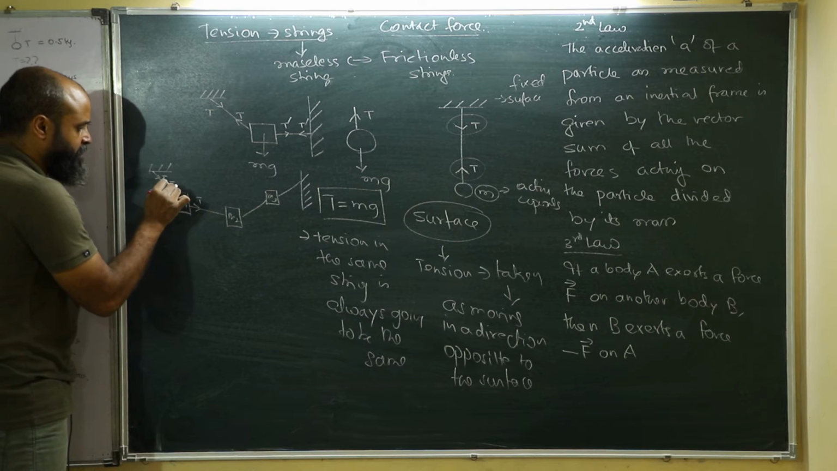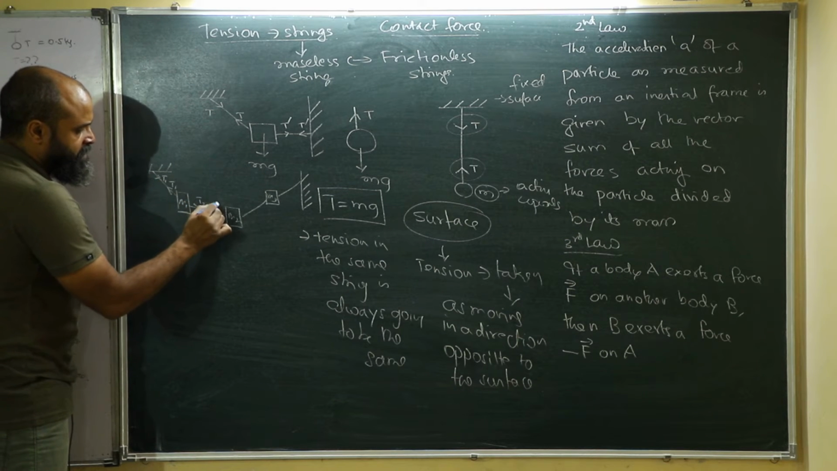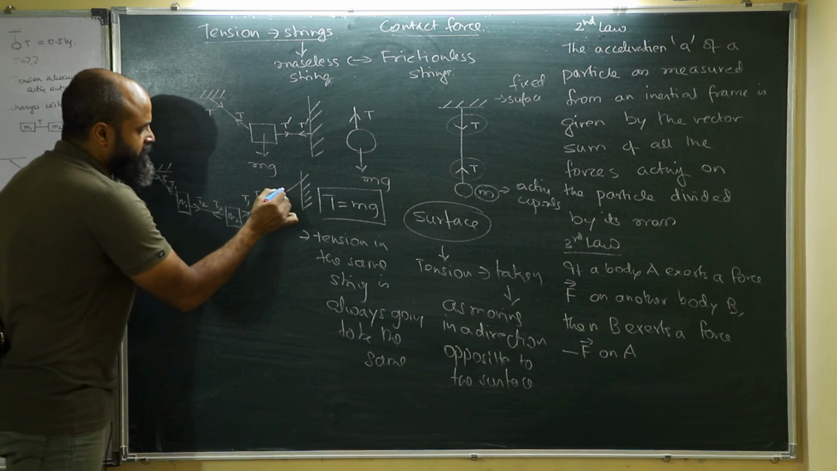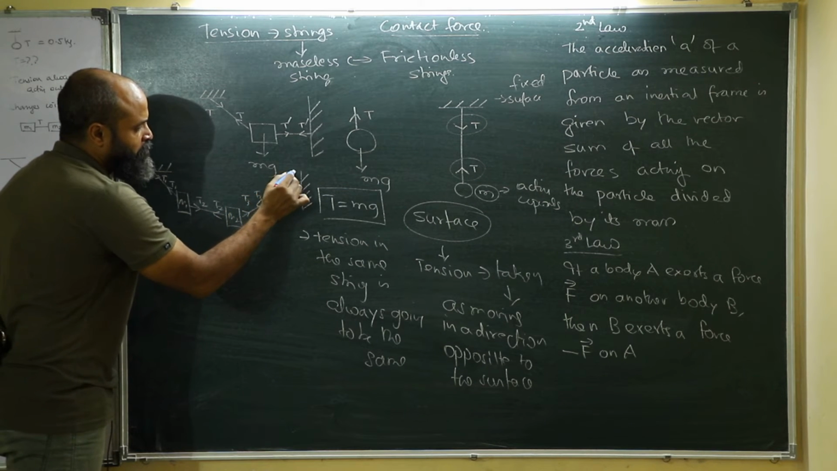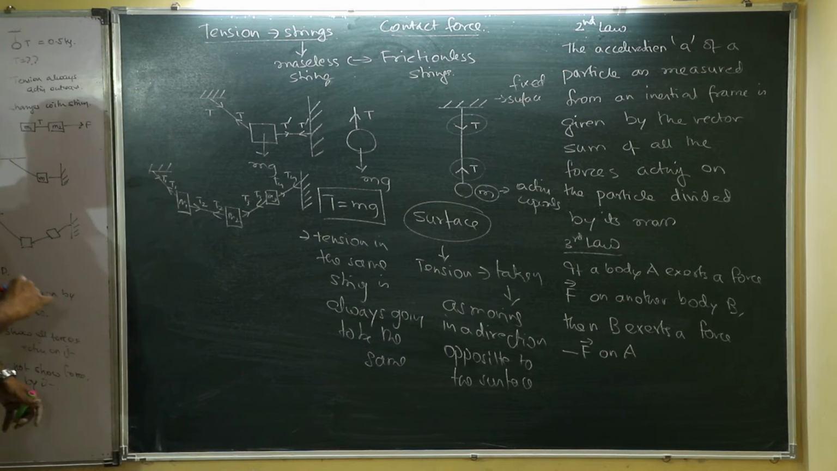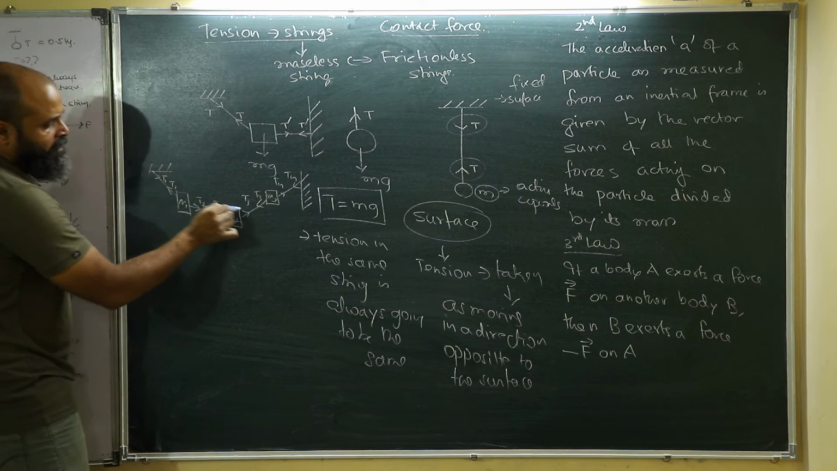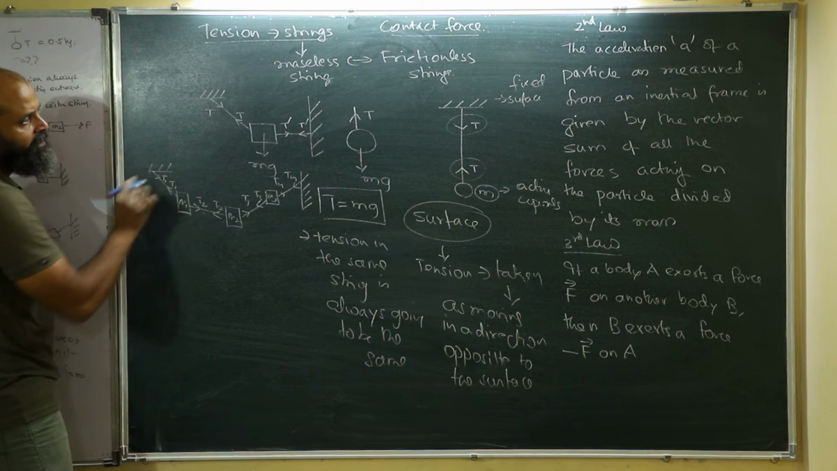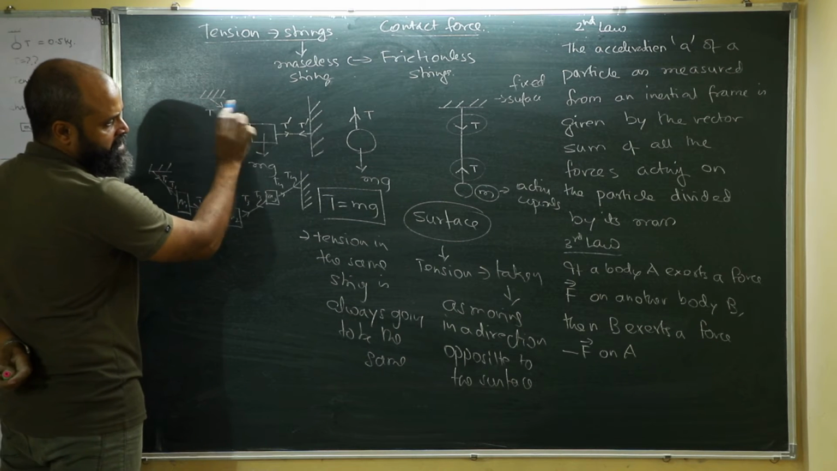So let's say we consider this as T1, this as T2, and this as T3. So obviously this one will be T4. I hope we are clear on this. As many strings as we have, the same number of tensions we will have. So whenever we change the string, the tension in it will change.